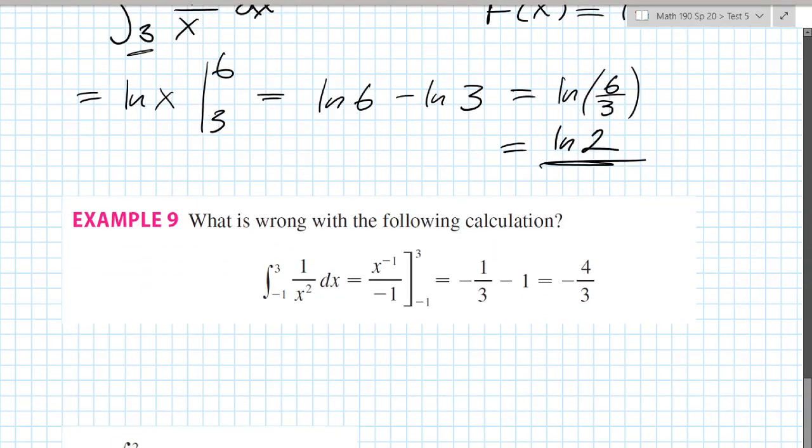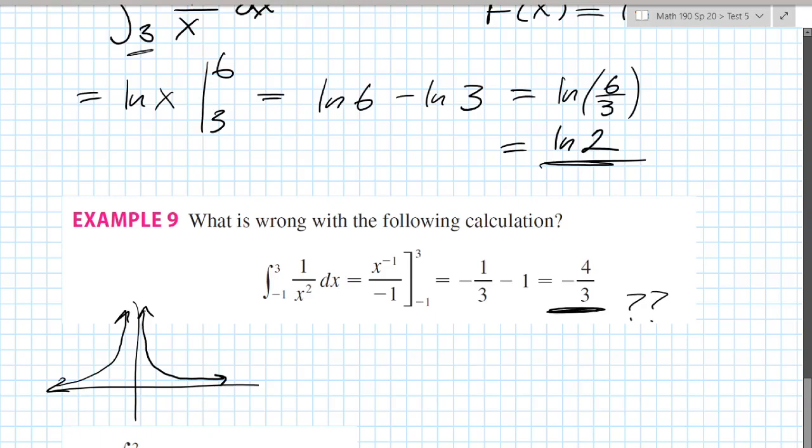Okay, we've got 2 more example problems for this section. This next one is a what's wrong with this kind of problem. Let's do a quick sketch of 1 over x squared. So here's 1 over x squared. And if we're looking for the area of 1 over x squared, well, everything's on the top half. All the y's are positive. So shouldn't the area be positive? So there's a question mark that I have.